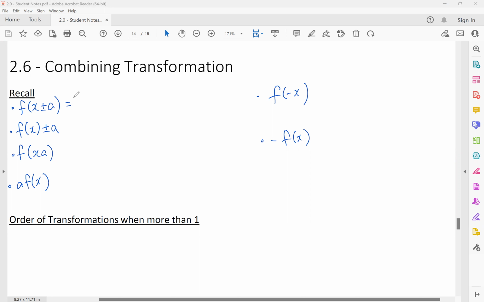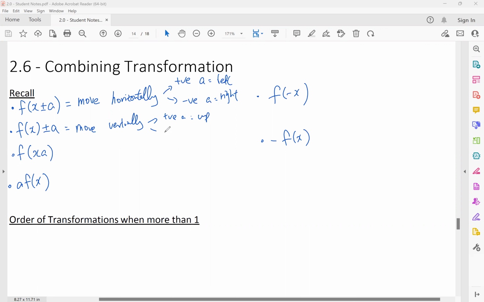Now the first one, f of x plus or minus a, means you're moving horizontally. If a is positive, then you're moving to the left. If a is negative, you move to the right. Right, next one. If the a is outside, then you're moving vertically. Positive a is up, negative a is moving down.